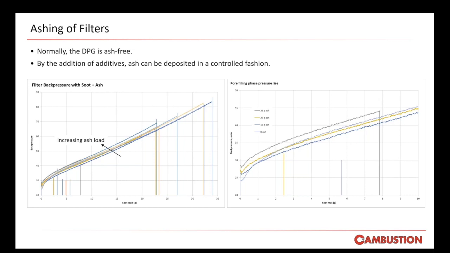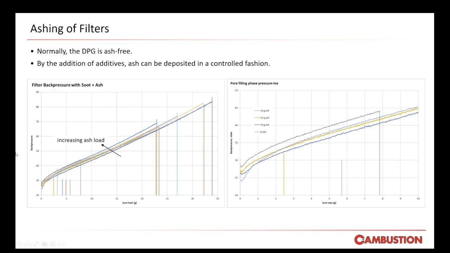Ash is not removed from a DPF by regeneration in these settings, and so the ash accumulates over many loading cycles. This basically produces a progressive increase, or a ratcheting, in the back pressure, as shown in the graph on the left. However, the details are interesting.